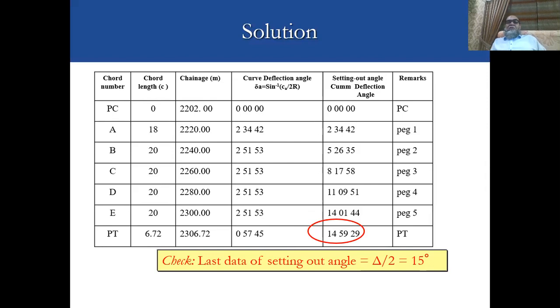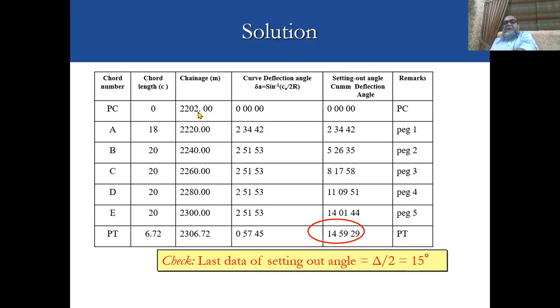Now, how to solve this? So how to set out this curve? We make a table, starting with the chord station, then the chord length, CA, you can see the chainage, the starting point. We calculate the curve deflection by using this relation: delta A is equal to sine inverse of CA over 2R. Remember, CA is 0 here. It is 18, 20, 20, 20, 20, 20, and then the last one. Then we accumulate all these angles and see that the last one should be equal to delta by 2, and there is a remarks column.